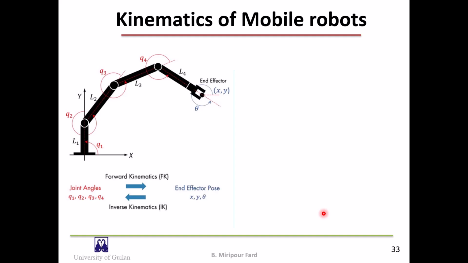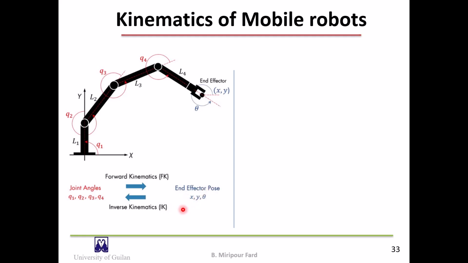In the problem of direct kinematics of a manipulator, the values of the joint variables, which are Q1, Q2, Q3, and Q4, for example, in this robot, are known, and the pose of the robot's end effector, X, Y, and theta, are obtained with the help of kinematic equations. So in the forward kinematics, Q1, Q2, Q3, and Q4 are known, and we should obtain the pose of the end effector.